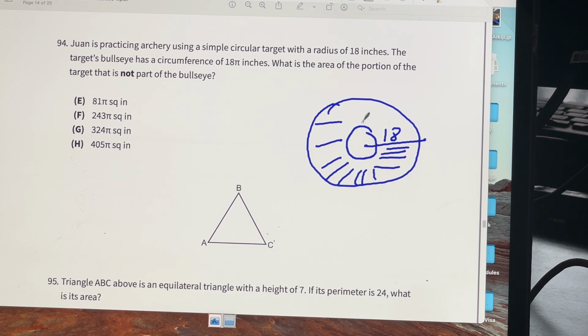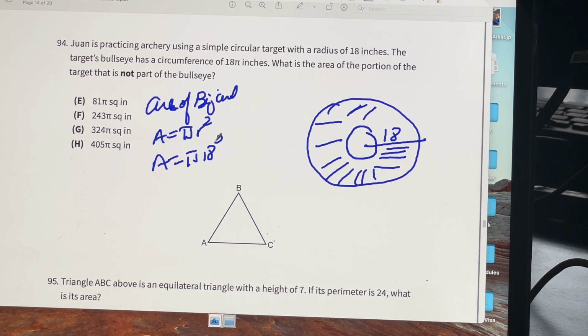Okay, so let's find the area of the big circle. Area equals pi r squared. Area equals pi times 18 to the second power. The area equals 18 times 18, which is 324 pi. Alright, so let me just draw it again. That's the whole thing.